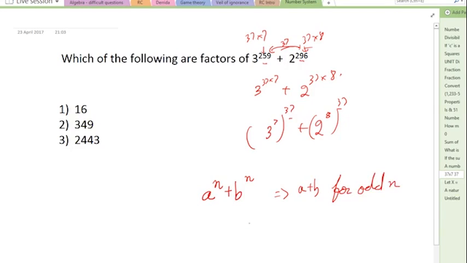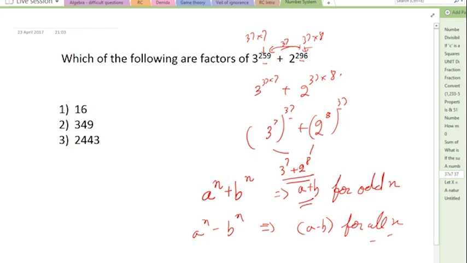Right? So if it's a cube plus b cube or a to the power 5 plus b to the 5, it's divisible by a plus b. A to the power n minus b to the power n is divisible by a minus b for all n. So this is of the form a to the power n plus b to the power n. So this will be divisible by 3 to the power 7 plus 2 to the power 8. You can check what this number is.